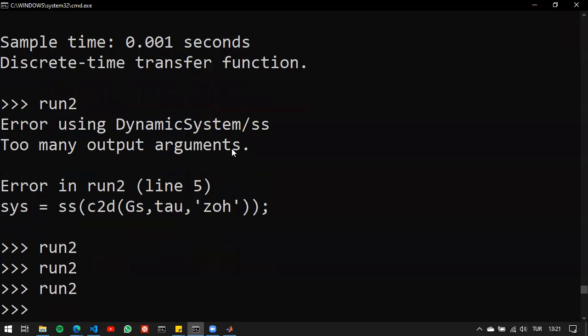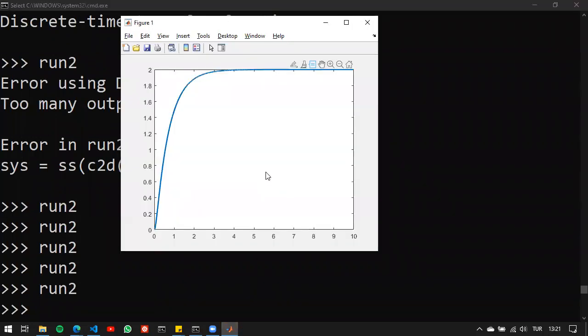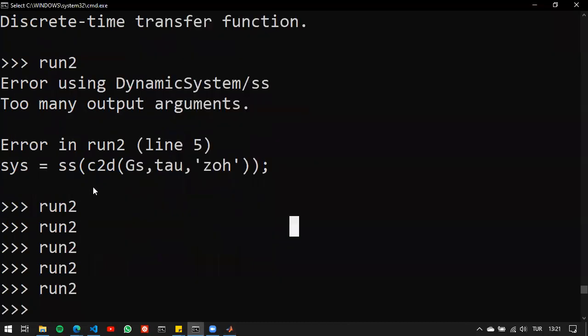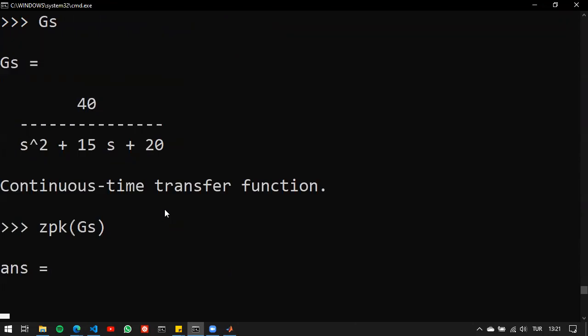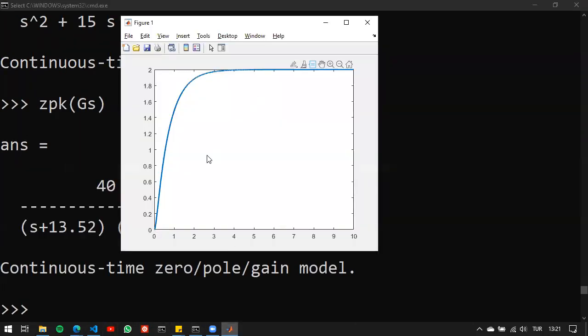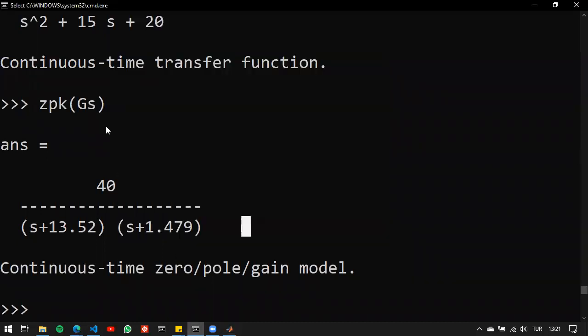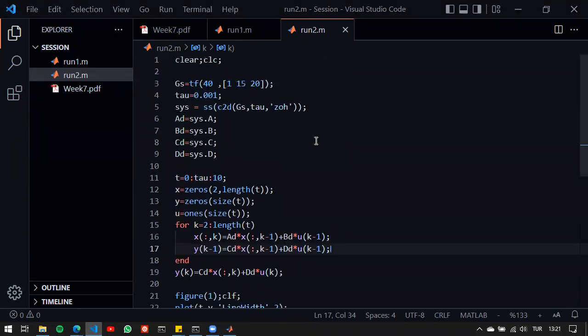So let's change the final time here and let's see if it's working, and it does. Now, of course, GS, ZPK, GS, we can see it has real roots and therefore we don't have any overshoot. It seems to be working. So now, of course, this is basically an open loop simulation code, the minimal open loop simulation code using a discrete model of the transfer function.